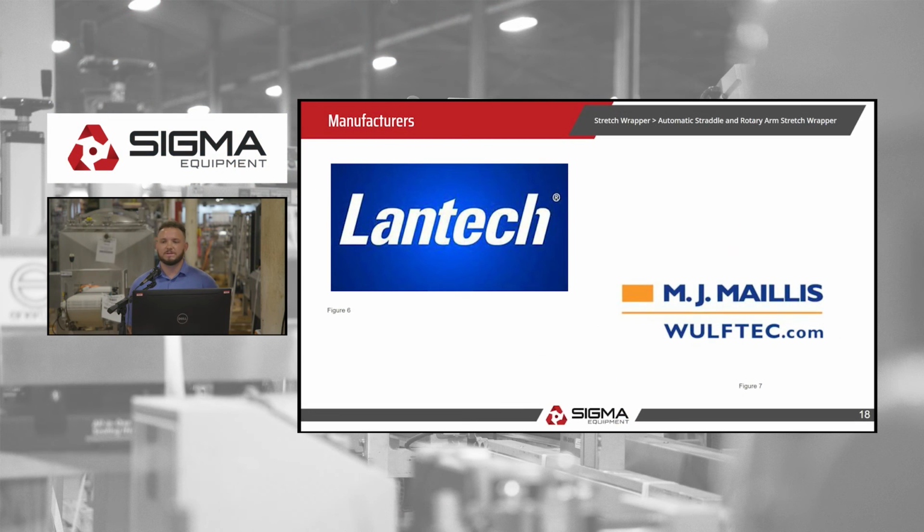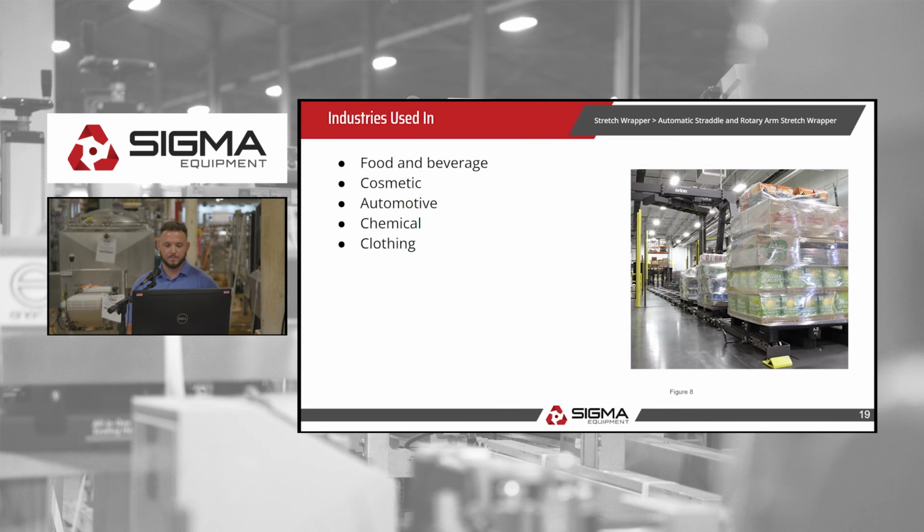Common manufacturers we're going to see us using are Landtech as well as Wolftech. Industries used in, you're going to see stretch wrappers of these capabilities on almost every single industry that we encounter, including food and beverage, cosmetic, automotive, chemical, as well as clothing.